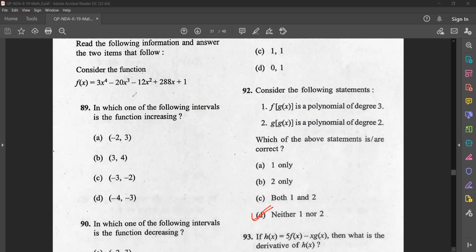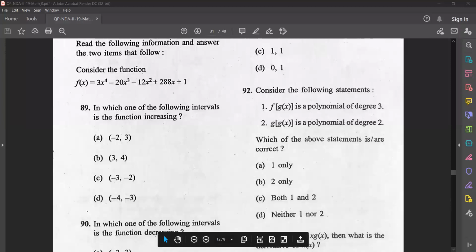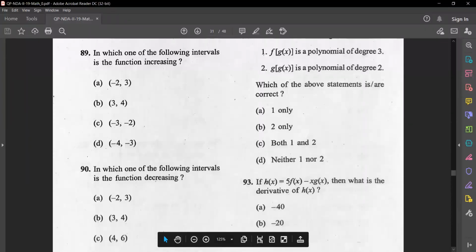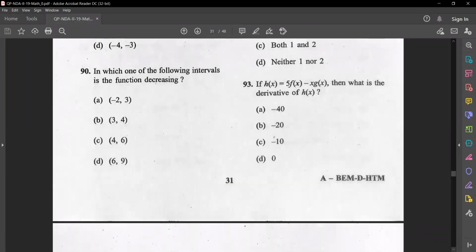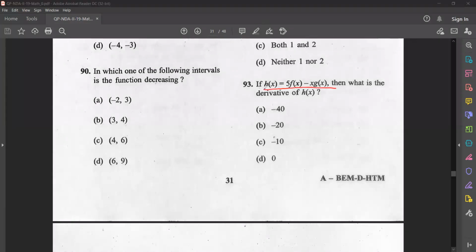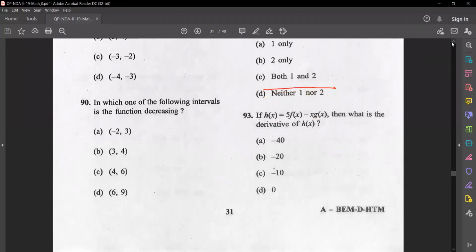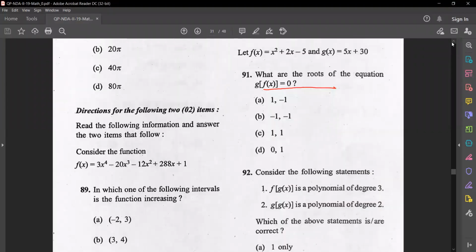Okay. Now go to the third part of the question, or third sub question. Question number 93. If h of x is equal to 5 into f of x minus x into g of x, what is the derivative of h of x? So first of all, you have to write what is f of x. I'll again show the question because this is a sub question. I have to show that again.